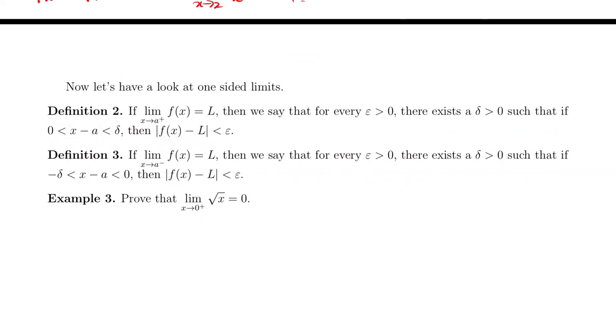And similarly for the left-hand limit, instead of 0 less than x minus a less than delta, we would have negative delta less than x minus a less than 0.